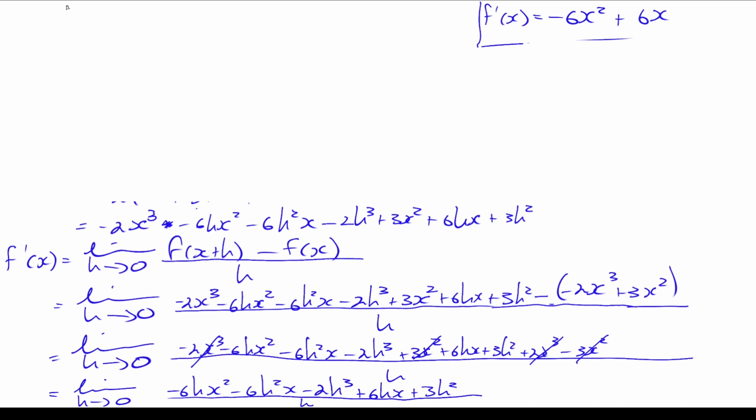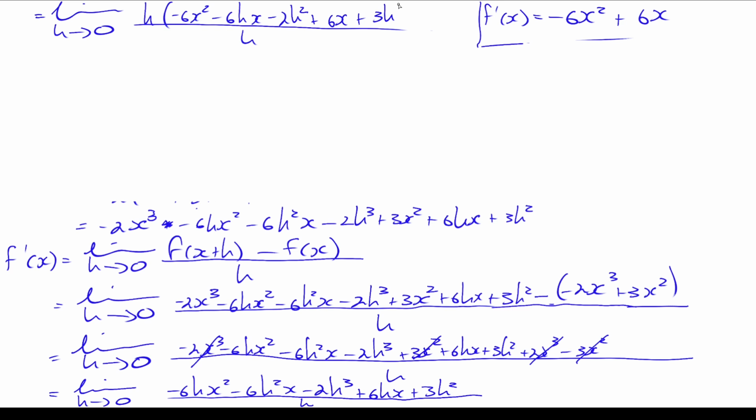All right, so up here we end up with the limit as h tends to 0, over h, and we take out just, oh, not the 6, just the h. Negative 6x squared minus 6, there's 2 h's, so 1 remains, minus 2h squared plus 6x plus 3h. Okay, now I can substitute in 0.